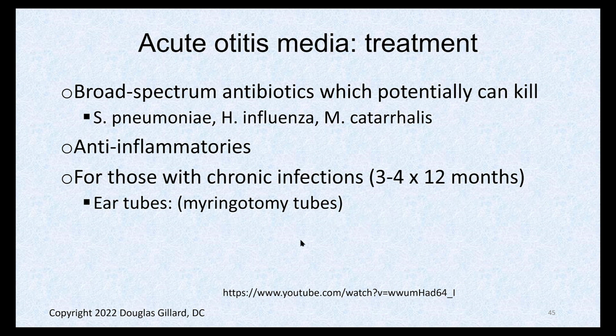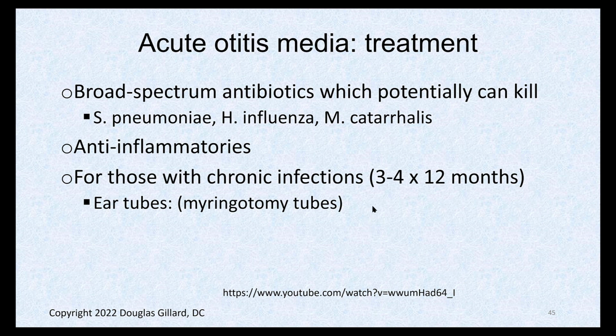Ear tubes are very common. Myringotomy tubes, they're called. One of our kids had these. And they punctured the eardrum and they put a plastic little tunnel, little tube in there so the pressure will never build up inside their ear. And you can take these out later. You don't leave them in forever.